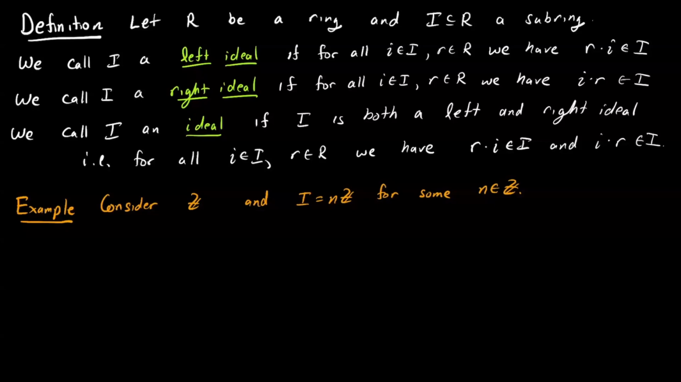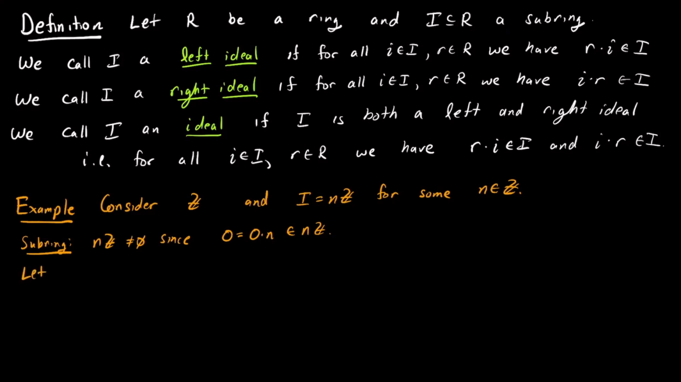Another example of an ideal is the example we saw in our observations. So let's just check all the details in that observation. So the first thing, I'm going to consider the ring Z, and I'm going to take I to be nZ. So it's all the multiples of n for some fixed integer n. Okay, so let's check that this is a subring. Well, the first thing I need to check is I know nZ is not empty, since 0 is equal to 0 times n, which is an element of nZ. Okay, so nZ is not empty. Now I just have to check that it's closed under subtraction and that it's closed under multiplication, right?